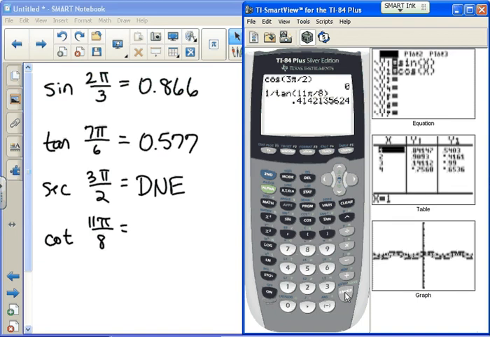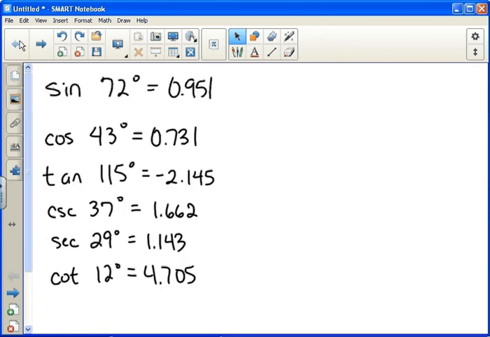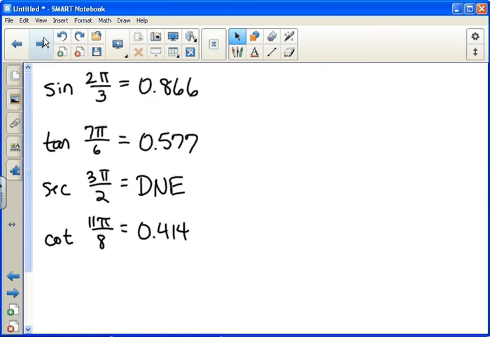Okay, so that's how we plug in if we have the angle, because if you look back, all these are angles. If you look here, sine of 72 degrees was the angle. Cosine of 43 degrees was the angle. Or right here, 2 pi over 3 was the angle we just found the sine of. 7 pi over 6 was the angle we found the tangent of, and so on.